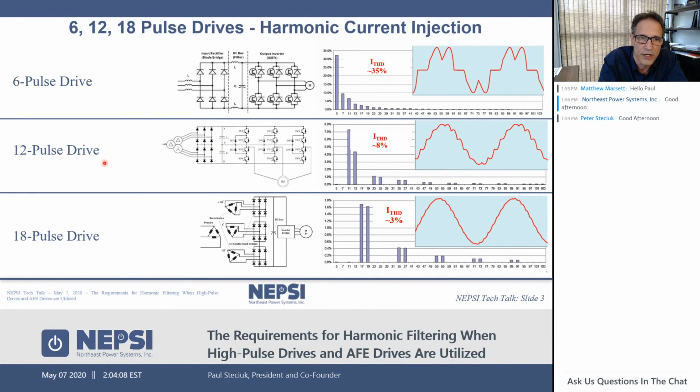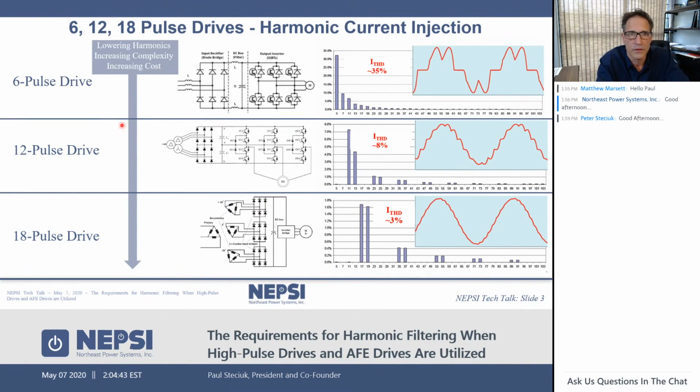In higher pulse drives, when you go to 12 pulse and 18 pulse, you can see here on the right that the input current waveform gets smoother, and therefore the THD, the harmonic distortion, will go down. Likewise on 18 pulse drives, you can count that there's 18 diodes on the input. You can also see that there's a 4-winding transformer on the input, and the 60 hertz sine wave is relatively smooth. It's almost harmonic free, it's only 3%.